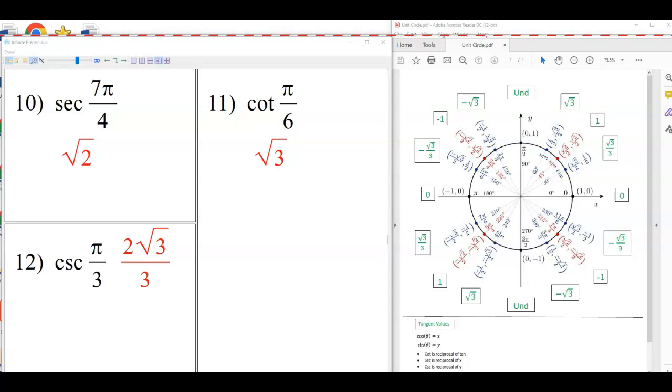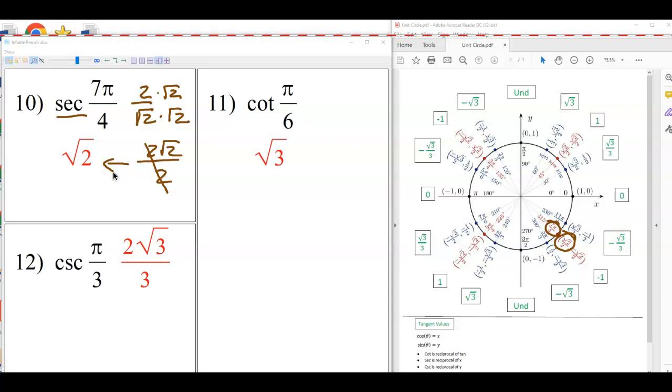So 7 pi over 4 for the first one is right here. Since it's secant, we want the reciprocal of x. So I'm going to take radical 2 over 2 and I'm going to flip it over. And then I'm going to multiply the top and the bottom by the square root of 2, which gives me 2 radical 2 over 2. And then when you reduce the 2's, you get that.